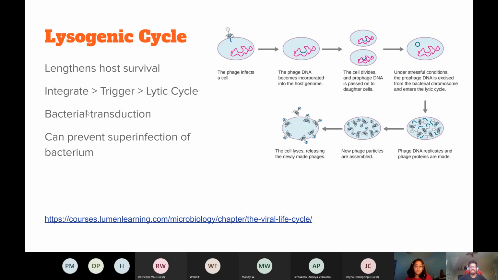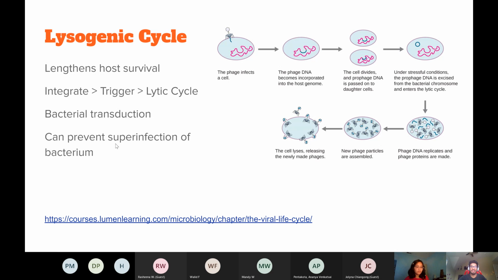And this is a key way that bacterial transduction occurs, because when the viral DNA is cut out of the bacterial genome, it may accidentally bring along a couple bacterial genes with it. And then when the virus infects a new bacteria, those bacterial genes are then added to the new bacteria's genome. And that's how we see gene transfer between bacteria.